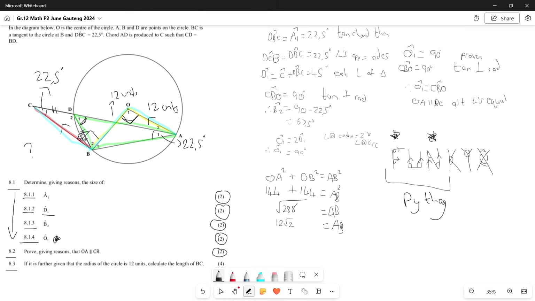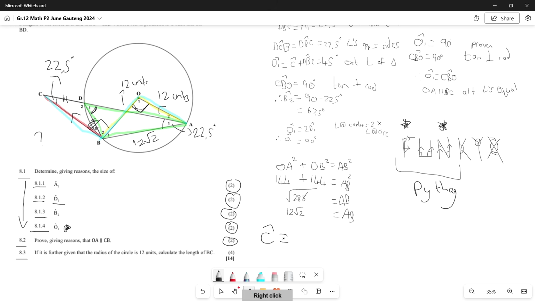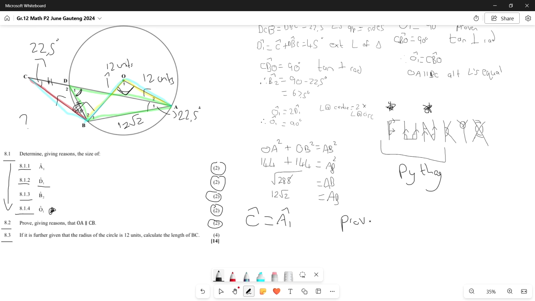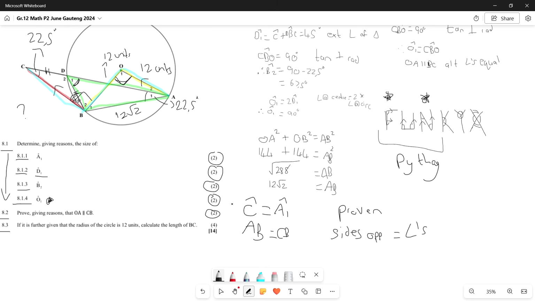Calculating the length of BC then will be easy for us, provided we're seeing that we're working with triangle CBA, and as we know, this angle C equals this angle A1 over here, which means that this line BA will equal this line BC over there. So all we have to do is write C equals A1 proven, because we already proved that earlier, and therefore BA equals BC, or AB, as we wrote it here earlier, equals CB, because sides opposite equal angles. So we have equal angles, the sides opposite those angles are equal.